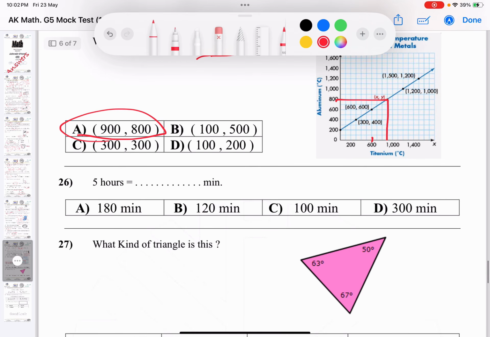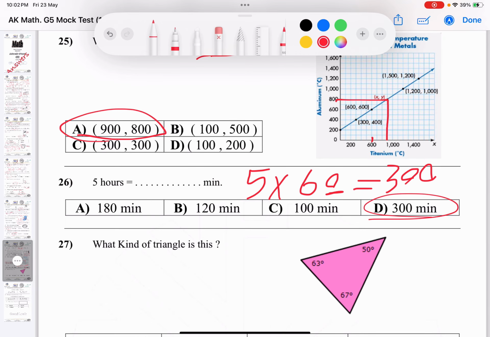And the easiest question, we have here 5 hours equal how many minutes? We know that 1 hour contains how many minutes? Excellent, you are great. So 1 hour contains 60 minutes. So 5 multiplied by 60 will be, or you can make it 5 multiplied by 6, it will be 30. And we have another 0, so it will be 300.